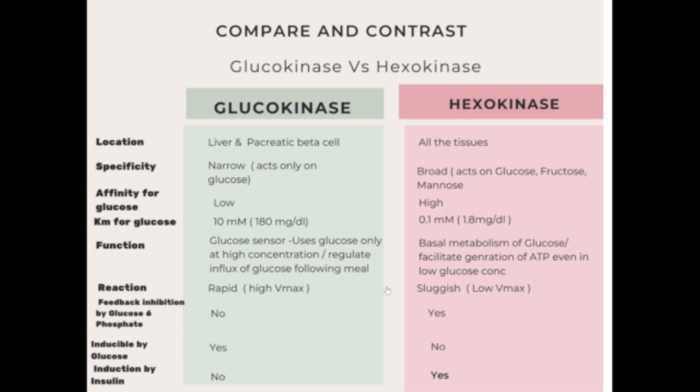This glucokinase enzyme is a type of hexokinase, hexokinase type 4. When we talk about the hexokinase, it is hexokinase 1, 2 and 3, while hexokinase 4 is called glucokinase. I hope you understand the difference between glucokinase and hexokinase.